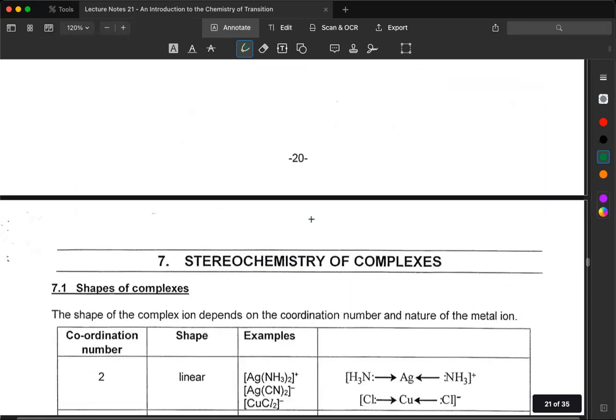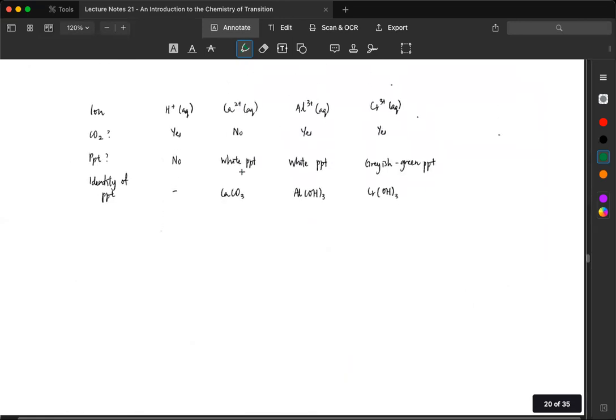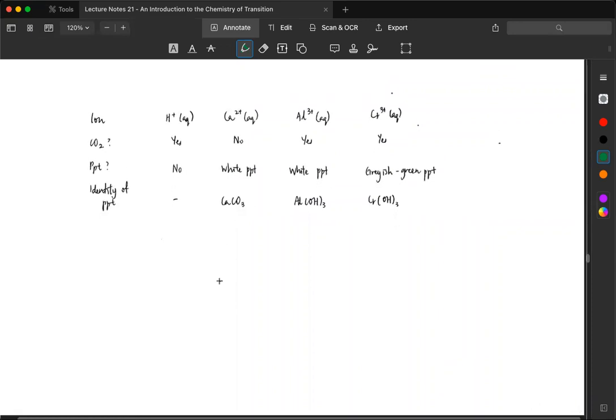Now, take note that only for group 2 do you form carbonate, but for aluminium onwards, no metal carbonate forms.